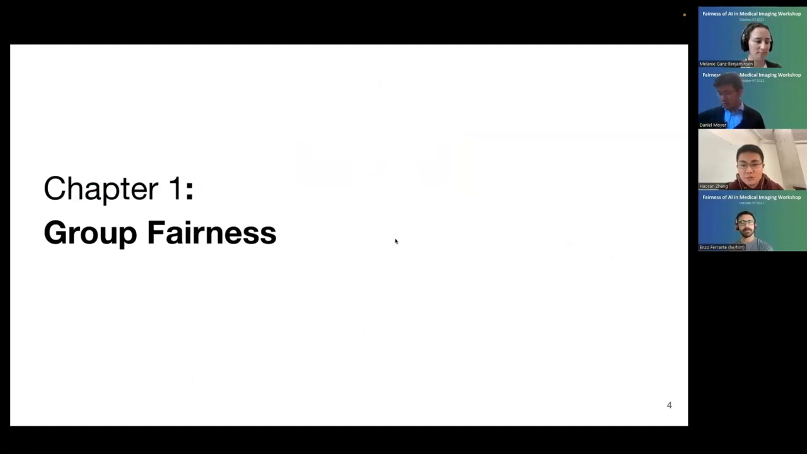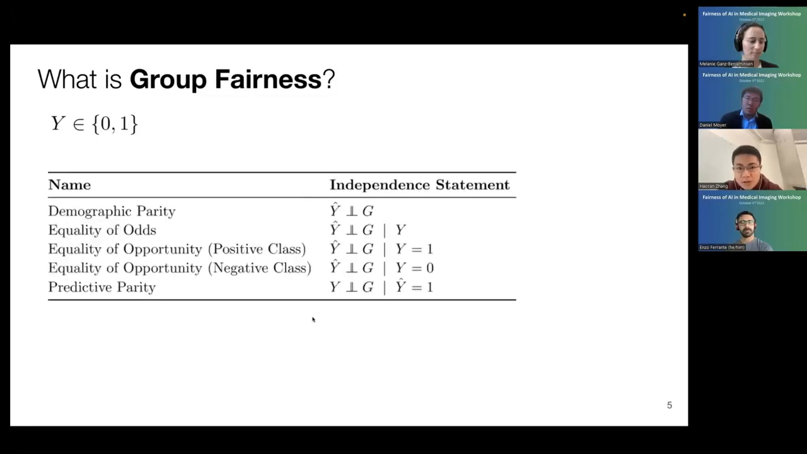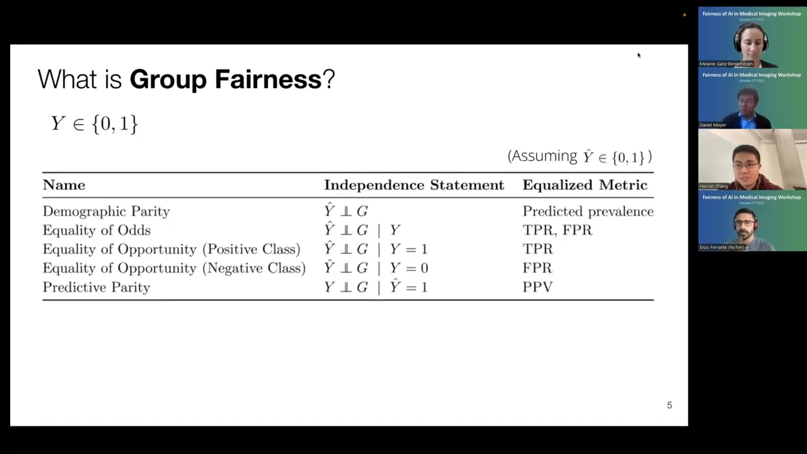Okay, so let's delve into group fairness in chest X-ray classification. This was covered in the introduction, so I'll go fairly quickly here. We're dealing with a binary classification problem, so Y is either 0 or 1. Typically, group fairness is defined as some conditional independence statement with respect to your prediction and the group. For example, we might have equality of opportunity, where we say that your prediction Y hat is independent of the group for the positively labeled samples. Now, if your prediction is binary, these reduce very nicely to specific binary classification metrics. For example, equality of opportunity says that we have equal TPR, true positive rate, between groups.